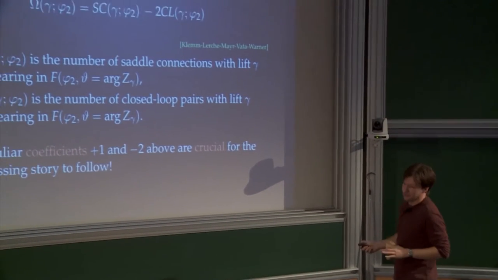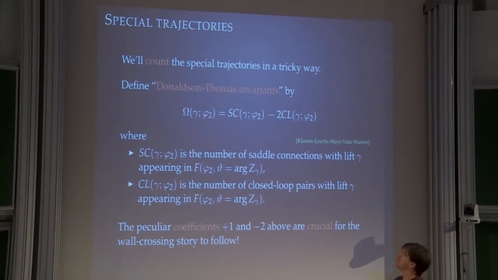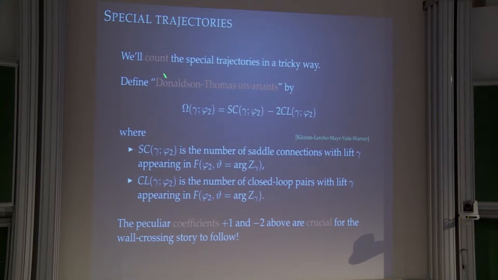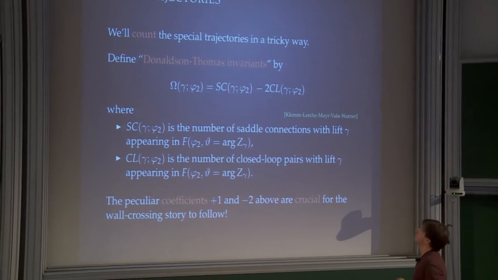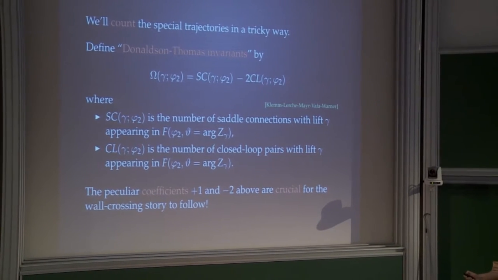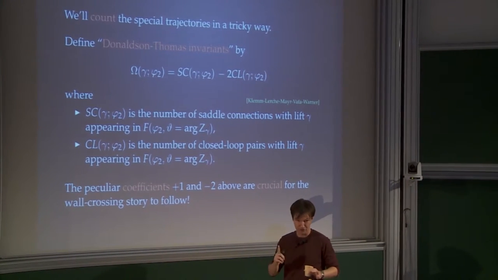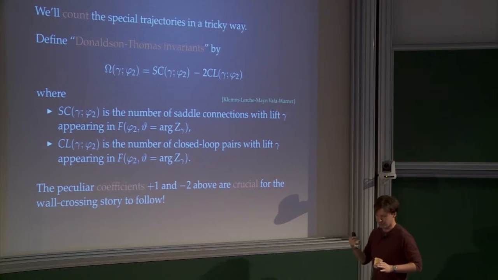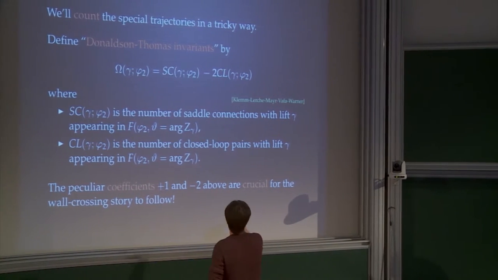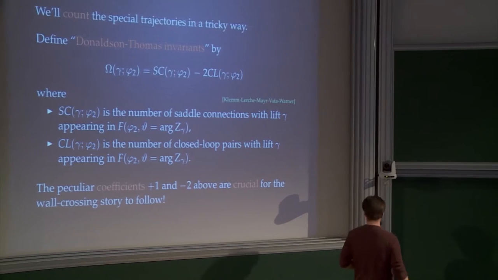So now I can finally formulate what exactly the Donaldson-Thomas invariants, or BPS counting invariants, are in this particular problem. We fix a particular quadratic differential, phi 2, and we fix a homology class in the spectral cover, call it gamma. Then we form what at first looks like a funny combination. We take the number of saddle connections which appear with that particular homology class, and then we subtract two times the number of closed loops which occur. Actually, I wrote closed loop pairs here. That's because, as it turns out, these closed loops, where's the chalk?